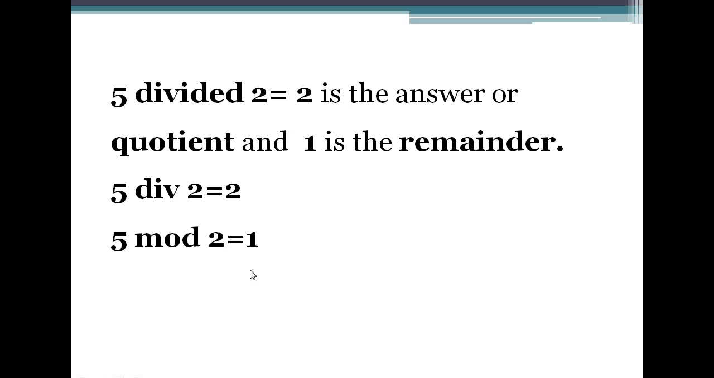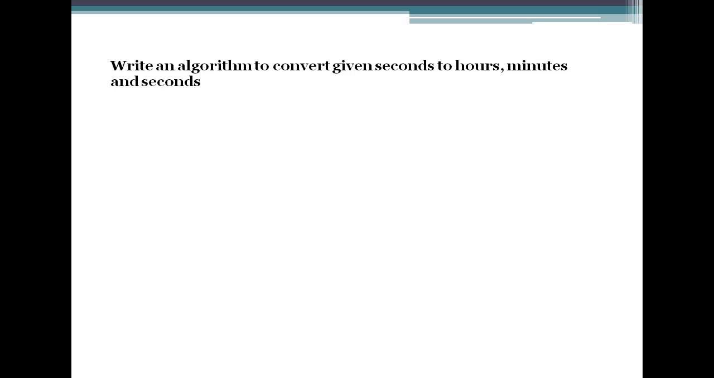So now remember that in C or any programming language, there are arithmetic operations like addition, subtraction, multiplication, division and modulus. We are going to use these two new arithmetic operations in the next examples of algorithms. So we'll take the first algorithm.